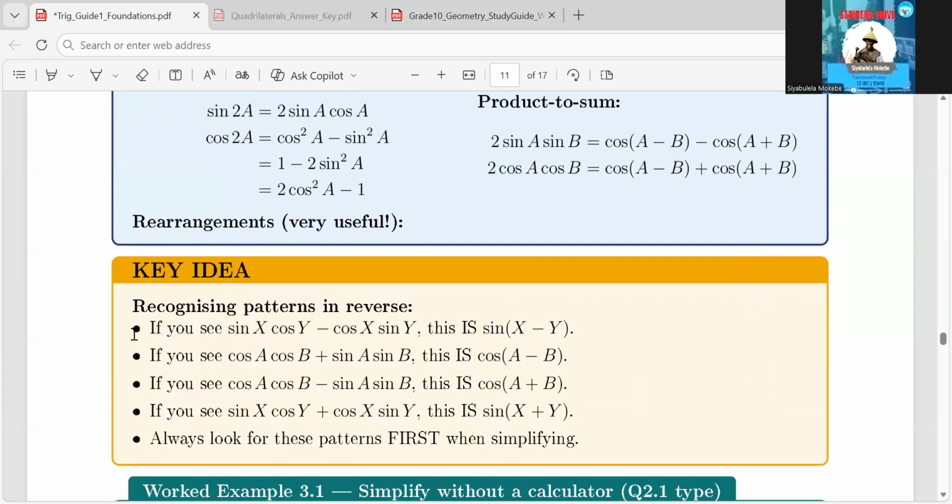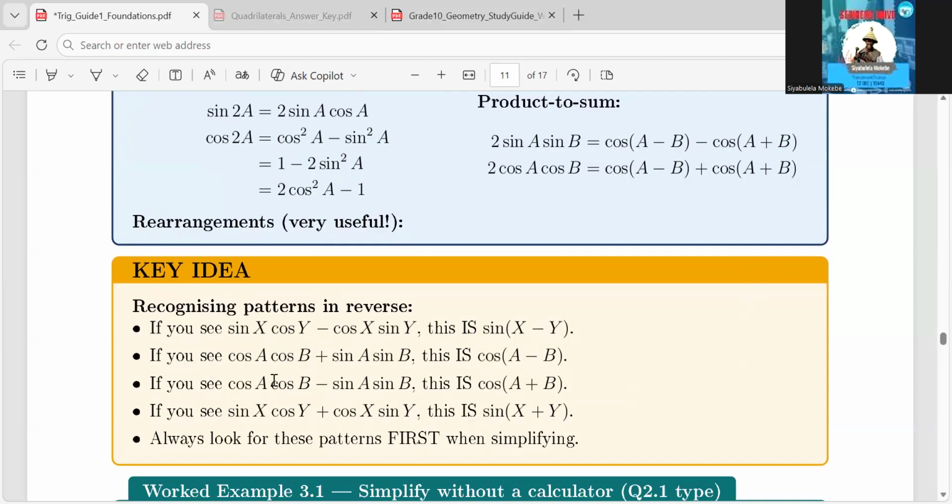Now, you have to recognize the patterns also in reverse. And what do we mean by that? We mean that if you see sine x cos y minus cos x sine y, you have to be able to see that this is sine x minus y.